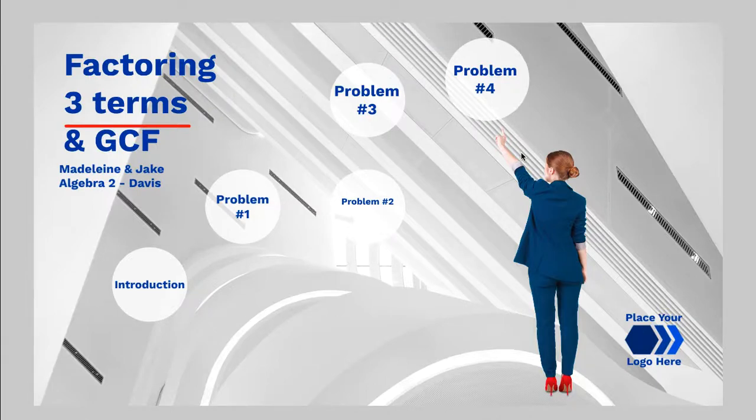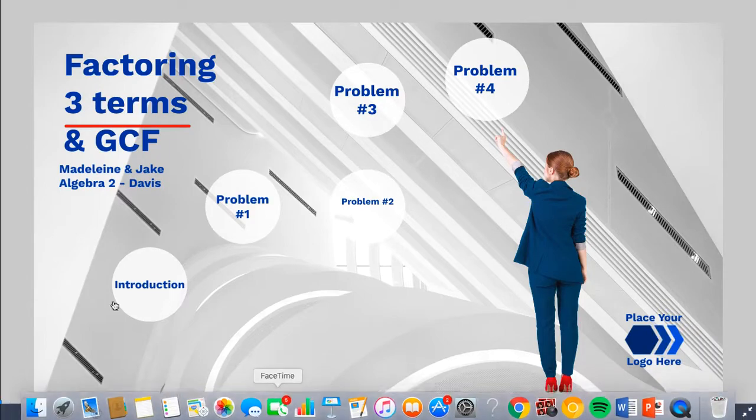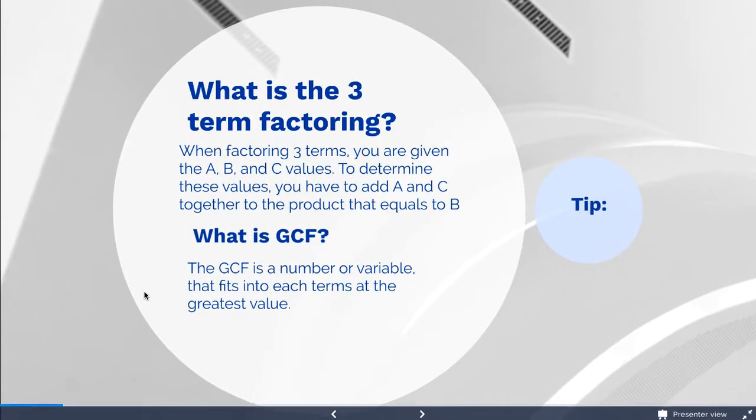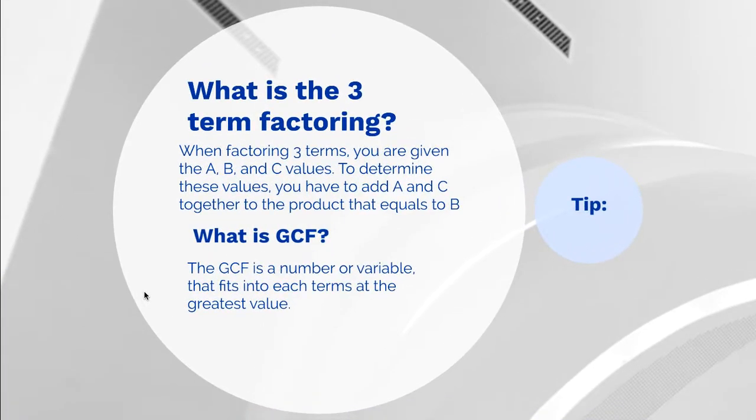And so we are going to teach you how to factor three terms in GCF. So we're just going to go right into the introduction. So what is a three-term factoring? Well, when you factor three terms, you are given a, b, and c values. To determine these values, you have to add a and c together for the product that equals b.